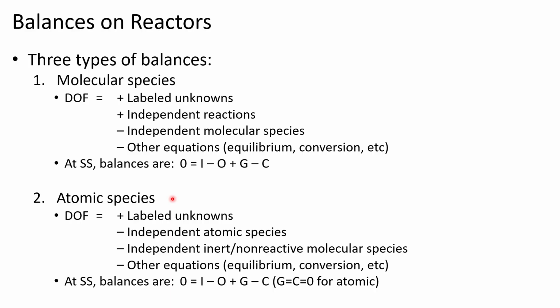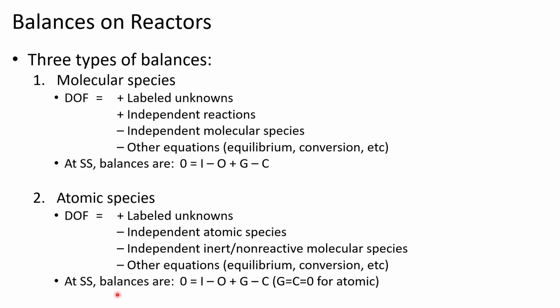The number of degrees of freedom associated with an atomic species balance is given by the number of labeled unknowns, from which we subtract the number of independent atomic species this time. We also subtract the number of independent inert or non-reactive species, as well as any other equations that might come from an equilibrium specification, a conversion of one of the chemical species, or some other equation.